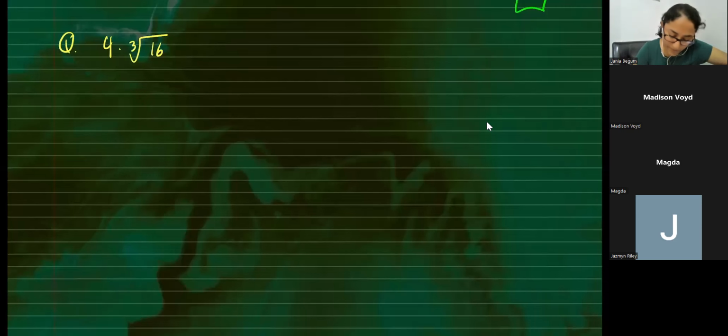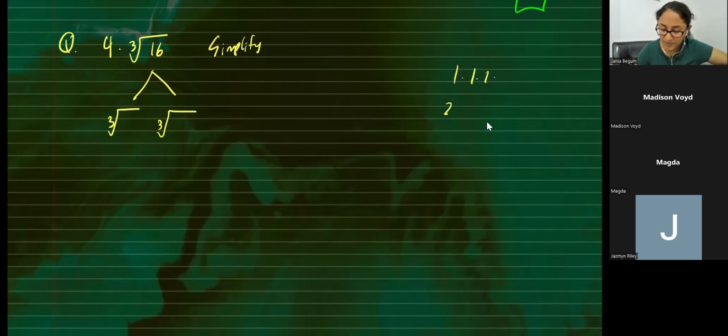Okay, so we're simplifying 4 times cube root of 16. Now, cube root of 16, it's not a perfect cube, but you can find a perfect cube in there. So some of your perfect cubes are 1 times 1 times 1, which is 1, and then 2 times 2 times 2, 3 times 3 times 3. So this is 1, this is 8, this is 27, and so on, right? There are many more, but up to 4 or 5, that's good enough. But the rest you can use a calculator to evaluate.